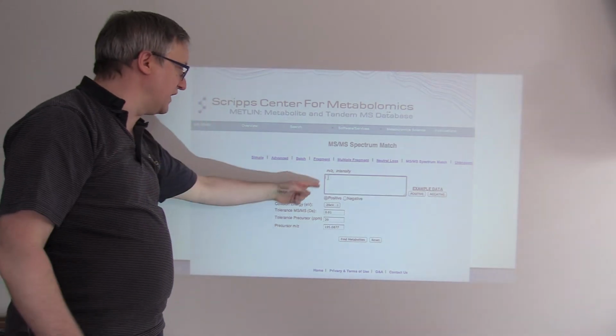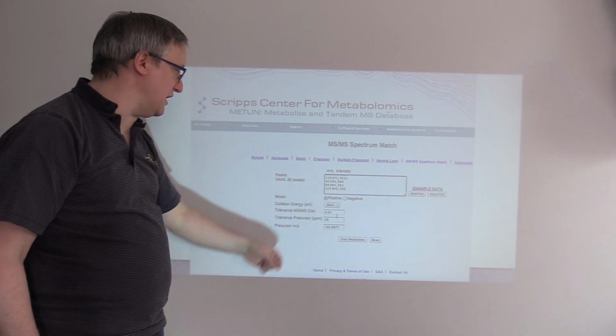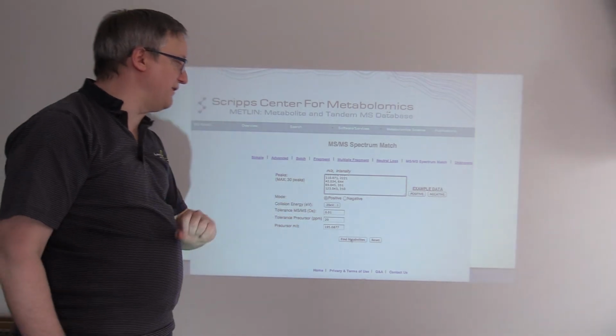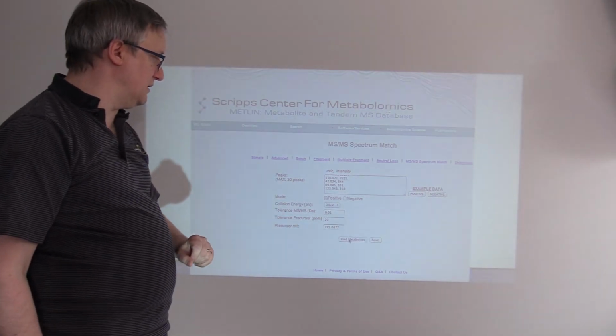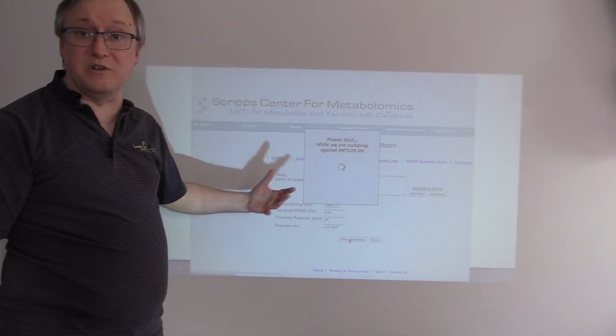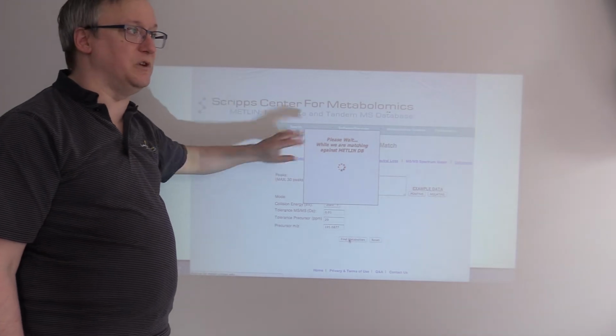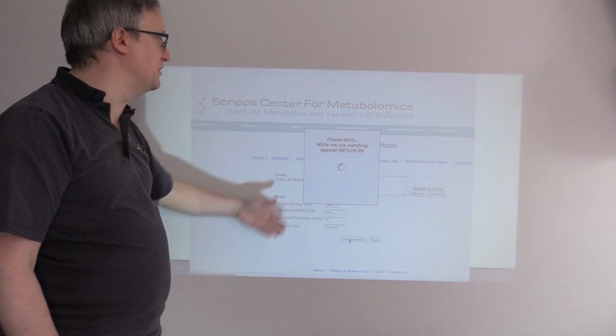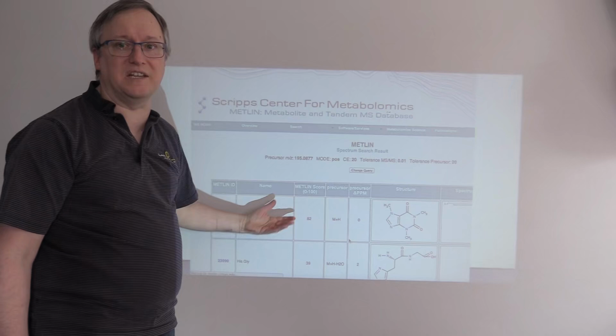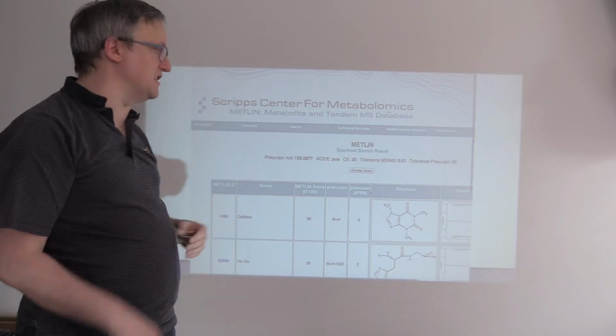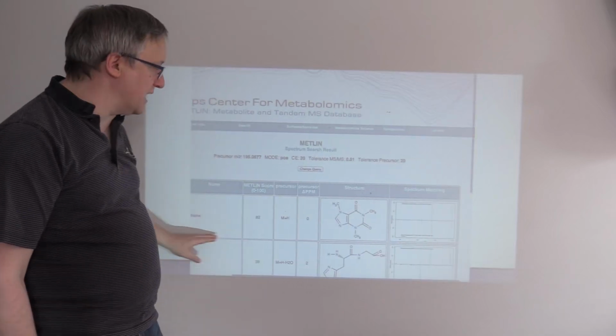All right, so first we're going to enter mass to charge and intensity pairs, and then use the Find Metabolites button. Takes a moment to do this searching. Again, this is all happening through the web, using computers at Scripps Research to do this type of identification, this matching against the spectral library. And back comes the result.